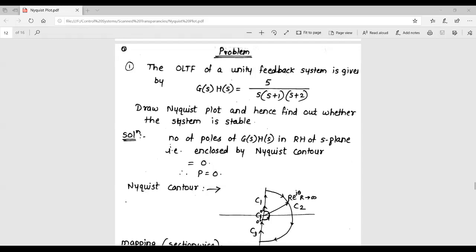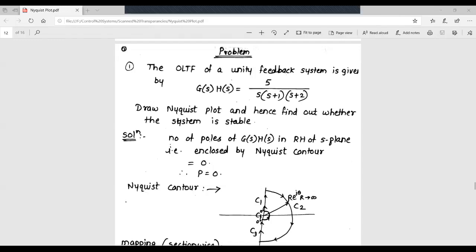Z is nothing but the number of zeros encircled by a Nyquist contour. We know that the Nyquist contour that we assume is the right half of the s-plane in a semicircular manner, by skipping the poles, if at all there are any poles, on the imaginary axis. So now let us start with the solution.